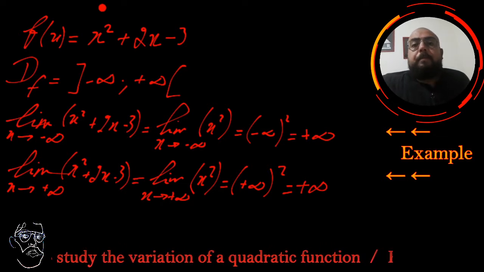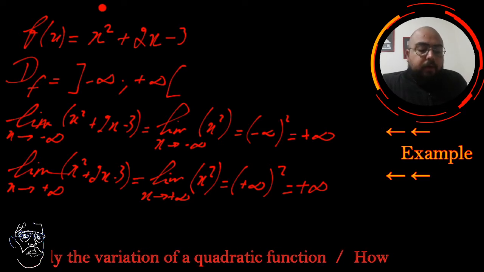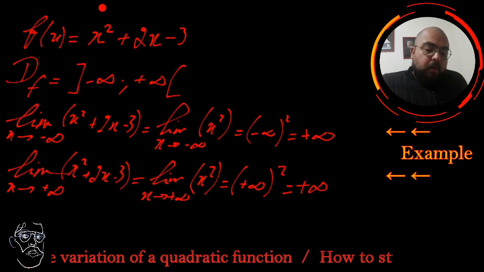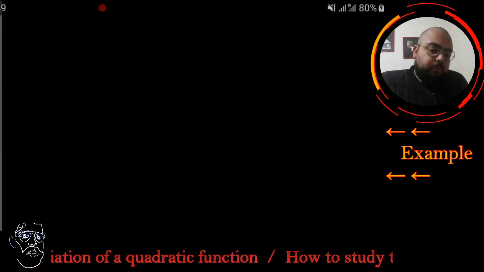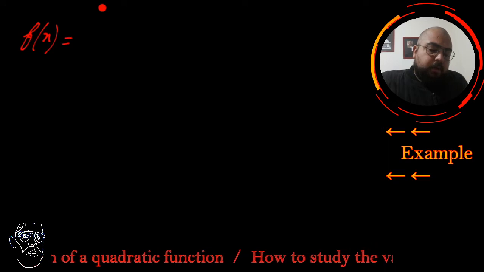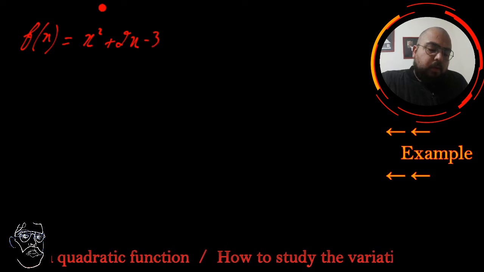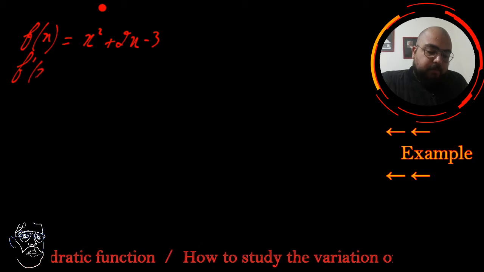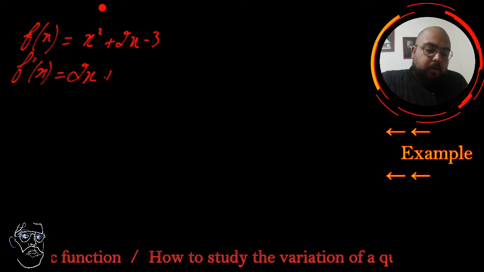Once you have studied the limits and you have also already defined your domain of definition, you can go to the derivative. So the derivative will be, our function is f of x is x squared plus 2x minus 3. We will have to calculate the derivative. f prime of x is equal to 2x plus 2.